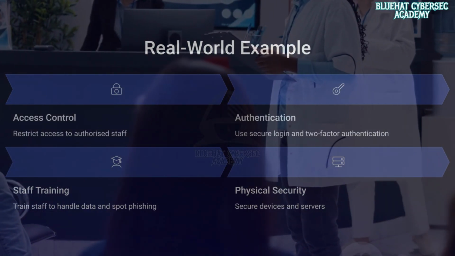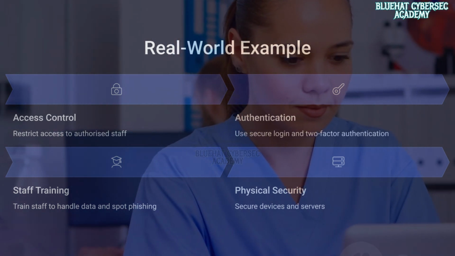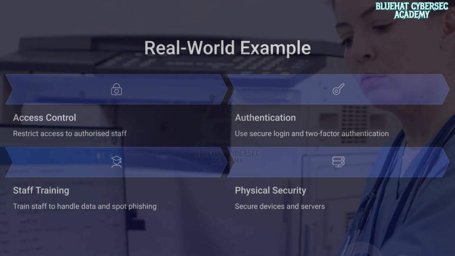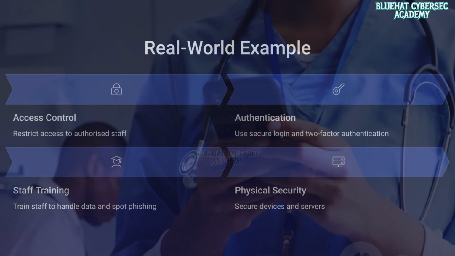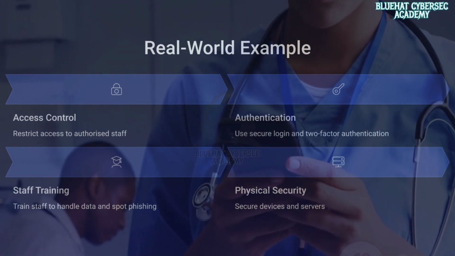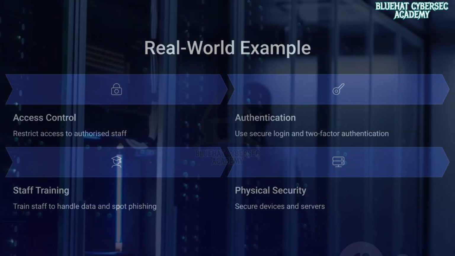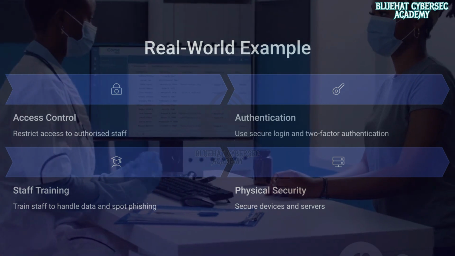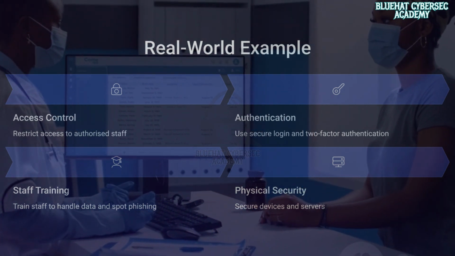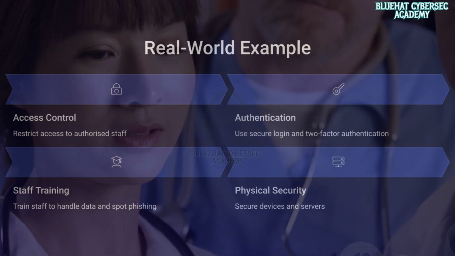So, let's look at a real-world example. Imagine a clinic that stores patient records in a cloud system. By following HIPAA security rules, the clinic would limit access to authorized staff only, require secure login and two-factor authentication, train staff on handling sensitive data and recognizing phishing attempts, and physically secure devices and servers storing patient information. By implementing these safeguards, the clinic reduces the risk of breaches and ensures patients can trust their data is protected.